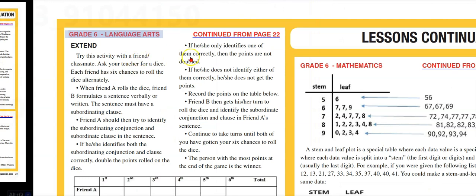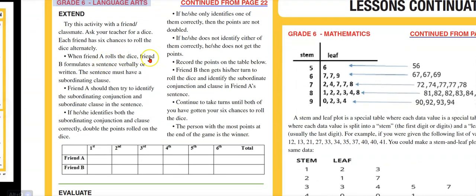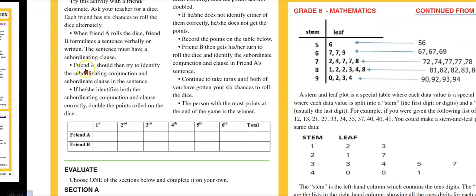Try this activity with a friend or classmate. Ask your teacher for a dice. Each friend has 6 chances to roll the dice alternately. When friend A rolls the dice, friend B formulates a sentence verbally or written. The sentence must have a subordinating clause. Friend A should then try to identify the subordinating conjunction and subordinate clause in the sentence. If he or she identifies both subordinating conjunction and clause correctly, double the points rolled on the dice.